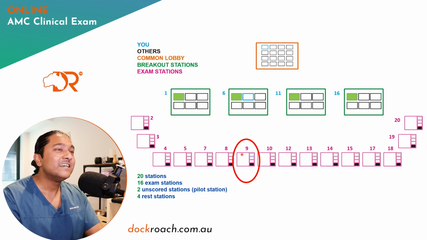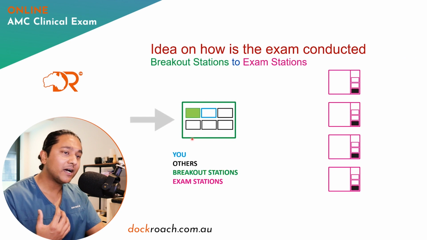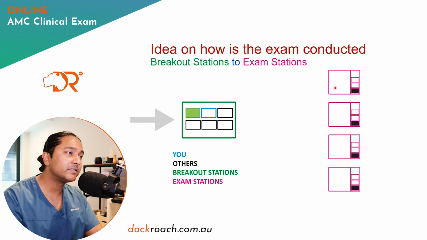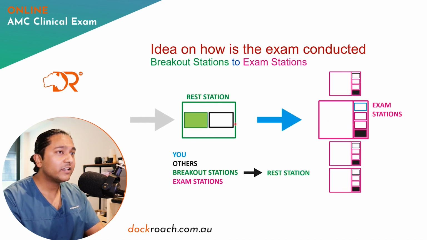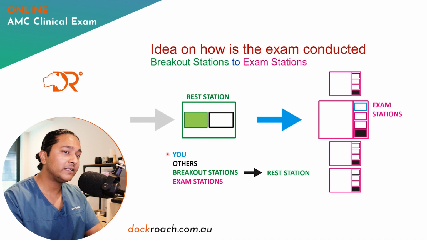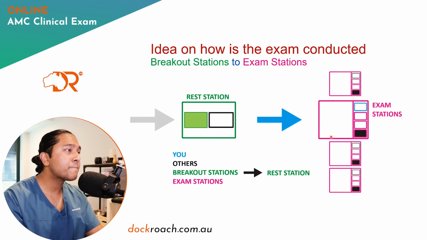So let's move on. Guys, a little bit of a recap. Here is the breakout station. From the breakout station, you're going to move into the exam station. Let's see how that happens. From the breakout station, you have now moved into your exam station. Let's assume you have moved into this station here. You are in blue. If you look at the indicator here, you are in blue. Let's zoom into that and see it more closely.